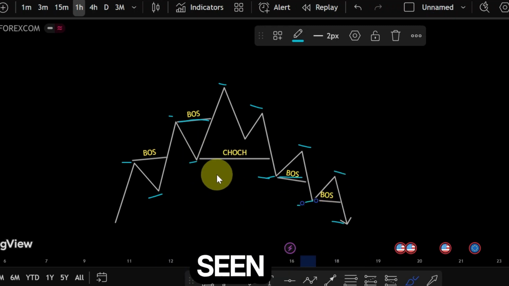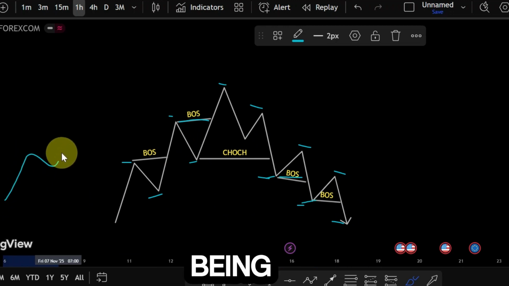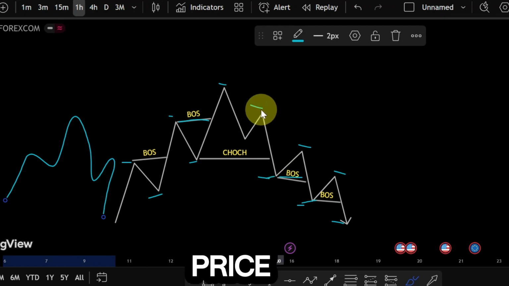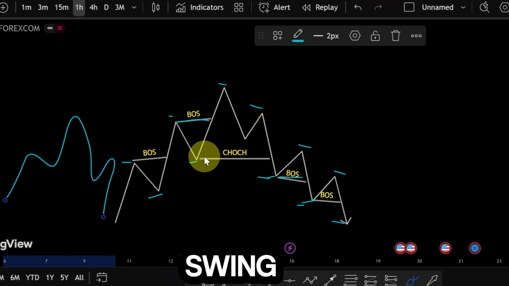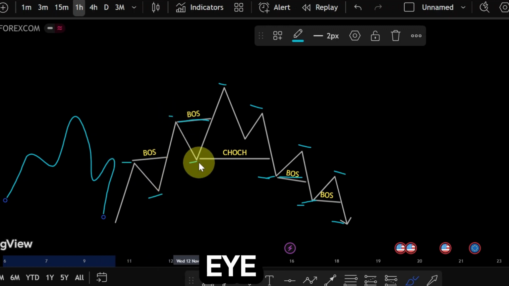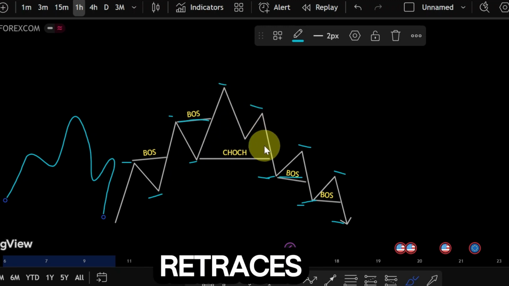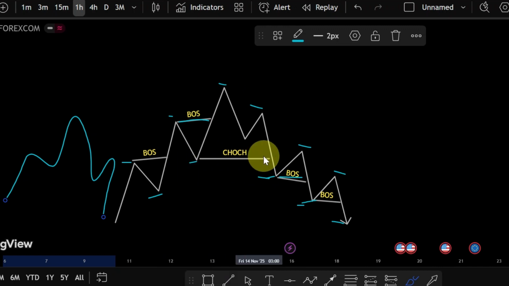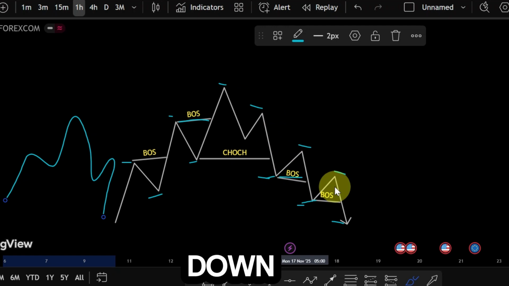Change of character is seen where price changes direction from being an uptrend to a downward trend, and this can be seen when price breaks below the previous swing low. This is swing high, swing low, swing high, swing low. You can also call it higher high, higher low, higher high, higher low in an uptrend. This was the last higher low that price created before creating this particular high. So when price retraces and goes below the previous swing low, know that the market is changing direction from being an uptrend to a downward trend.